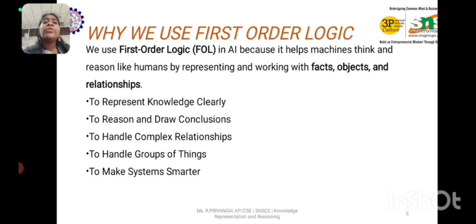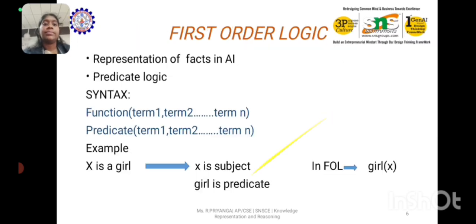Okay, why do we use first order logic? Because AI helps machines think and reason like humans by representing and working with facts. Facts are data, objects and relationships. We use it to represent knowledge clearly, to reason and draw conclusions, to handle complex relationships, to handle groups of things, and to make systems smarter. First order logic syntax consists of functions and predicates.